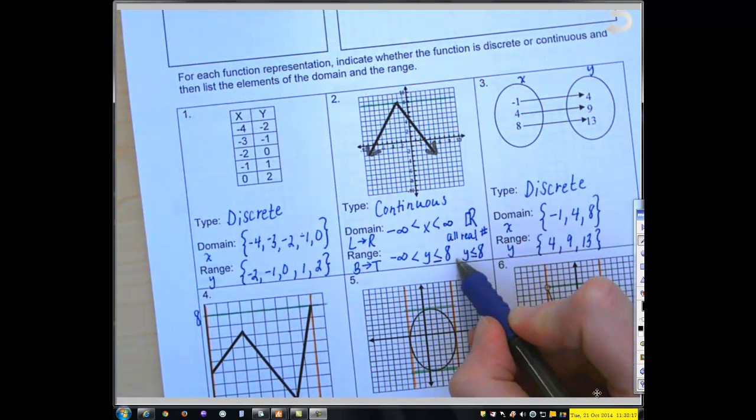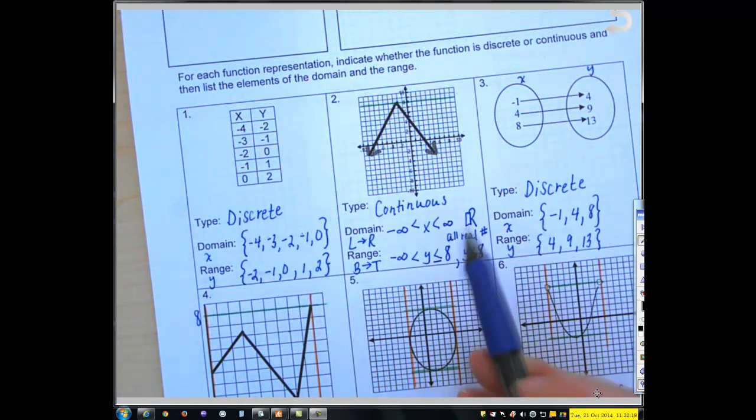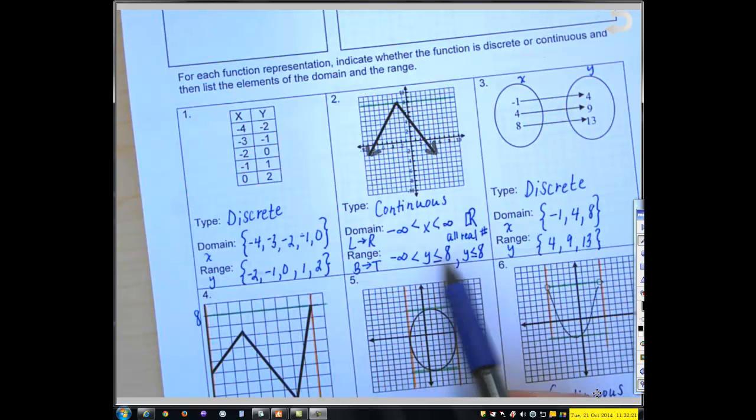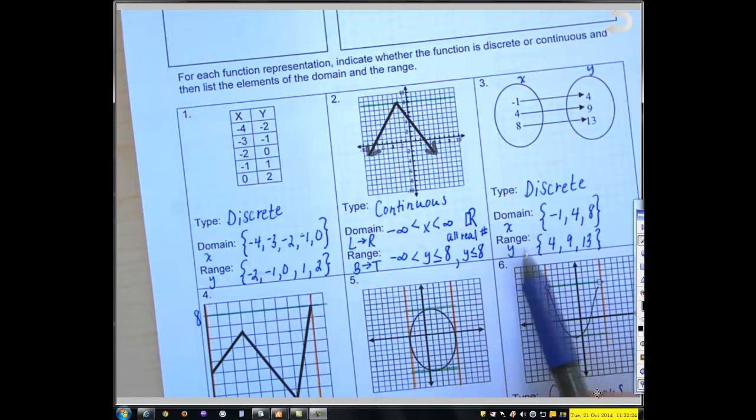So there are two ways to write our range. We can write it as negative infinity to positive 8, or we can write it as y is less than or equal to 8.